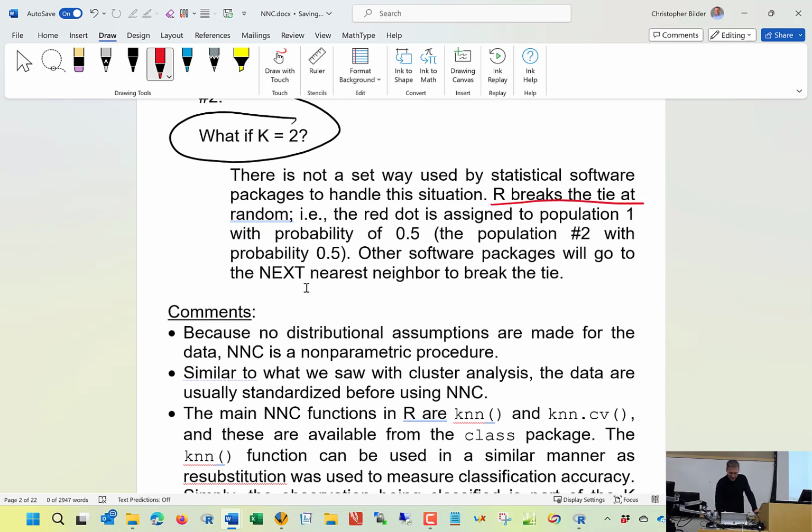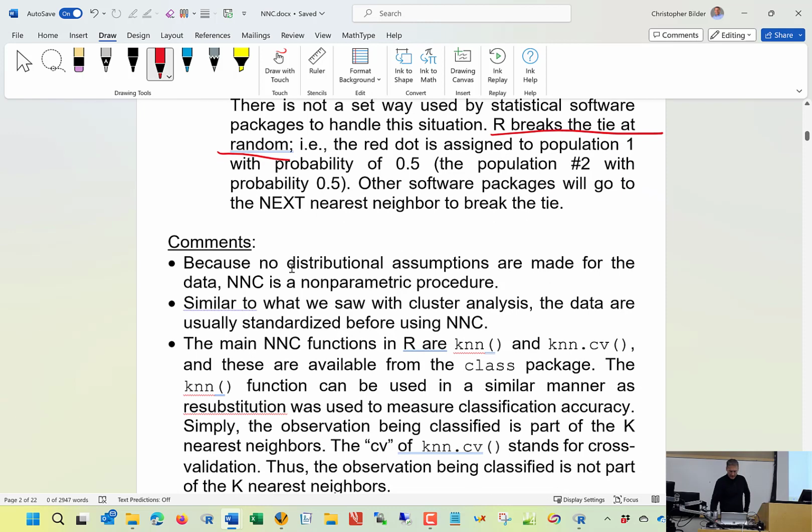But R breaks the tie here in terms of this kind of tie. There's actually going to be another tie that we'll see a little bit later, a different kind of tie. It will actually break it at random. Okay.